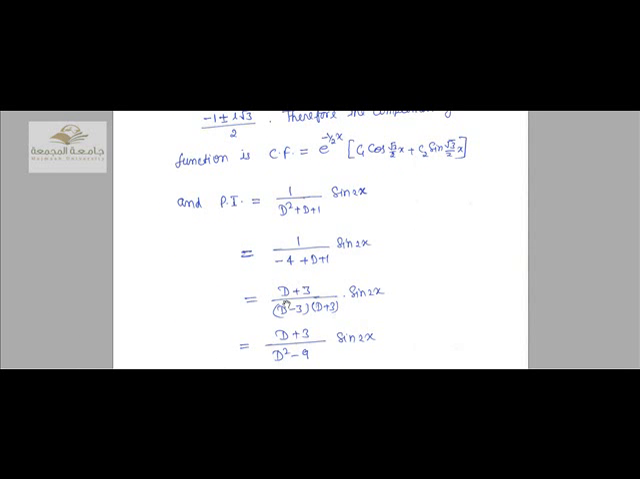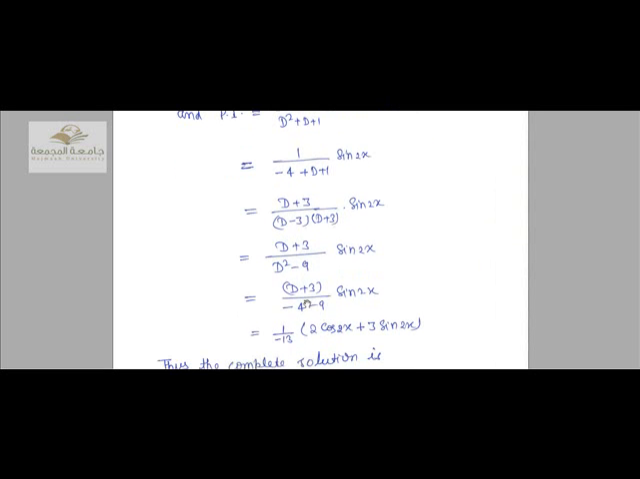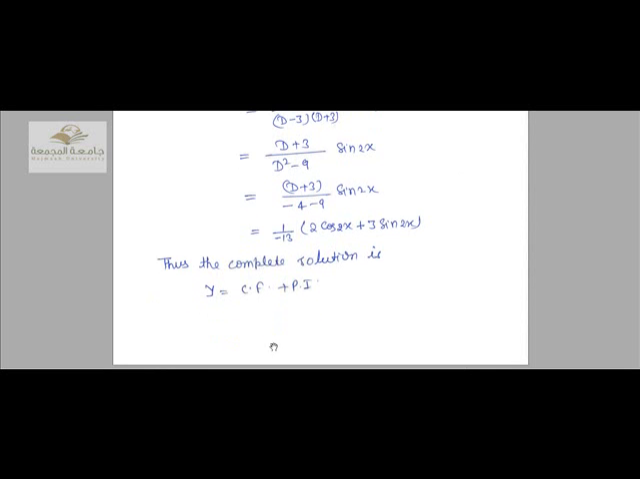Now multiplying numerator and denominator by (D + 3): (D + 3)/(D² − 9). So (D + 3)/(−4 − 9) = −1/13 (2 cos 2x + 3 sin 2x). And thus the complete solution is y = complementary function plus particular integral.